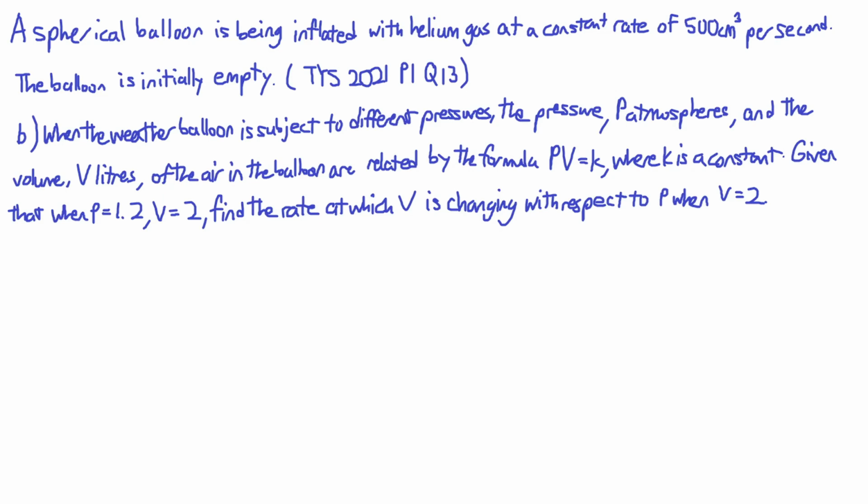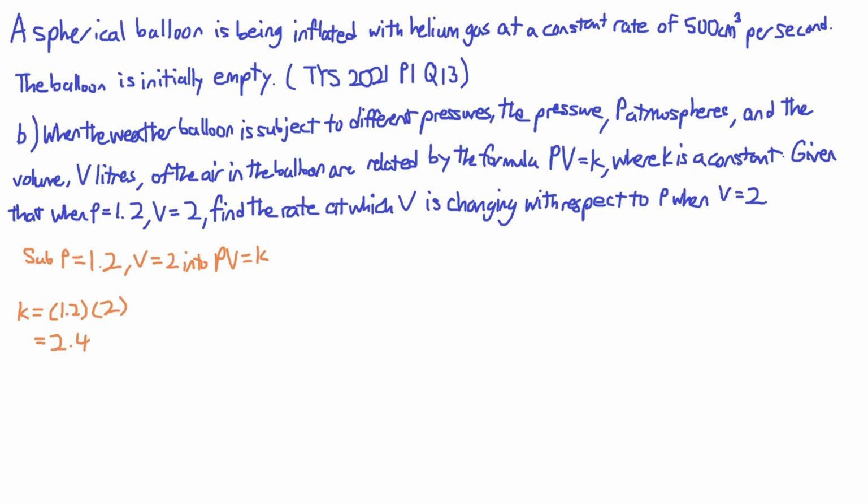This part is extremely wordy, but to simplify it, we know PV equals K, and when P equals 1.2, V equals 2. First, we should find the constant K. This is easier said than done, by substituting the values of P and V given by the question, P equals 1.2 and V equals 2. And after calculating, K is equal to 2.4.